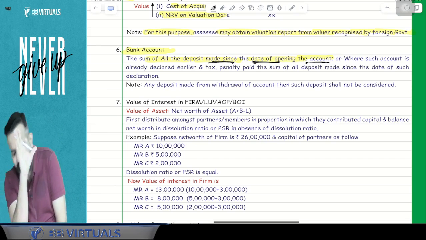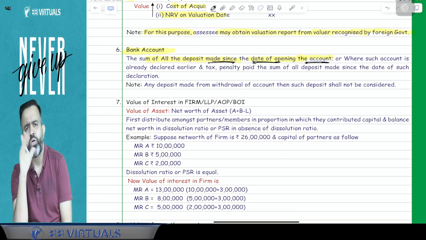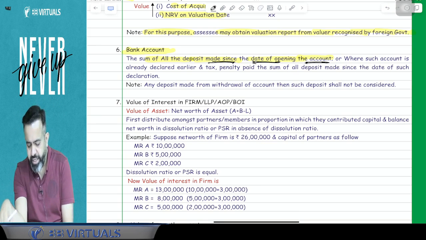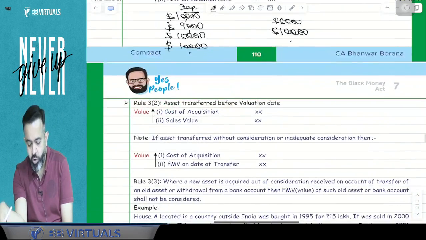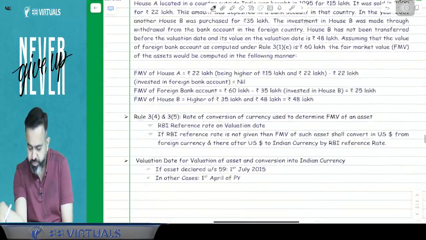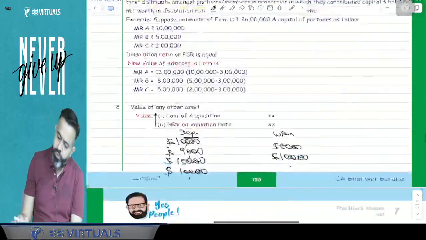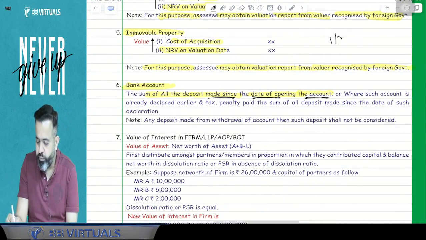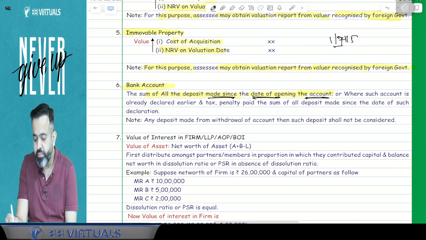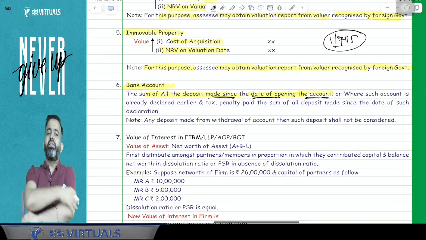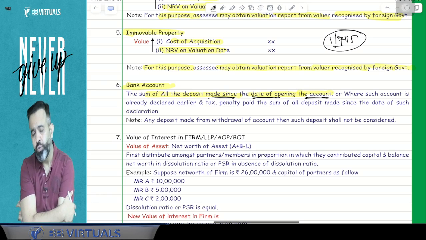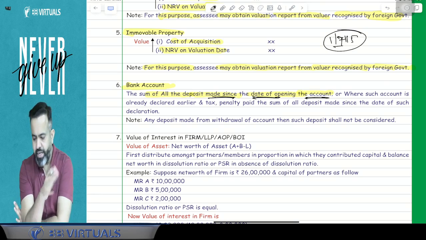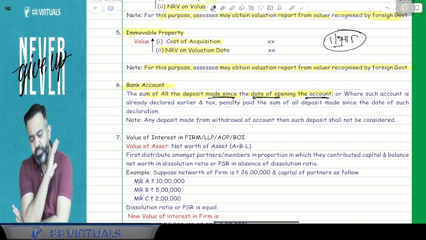Now, when this act came in 2015, the government gave you one option to declare all your foreign assets and just pay the taxes on whatever value as on 1st July 2015. So when this act came, the government asked you to declare your foreign assets and pay the tax on whatever value as on 1st July 2015.